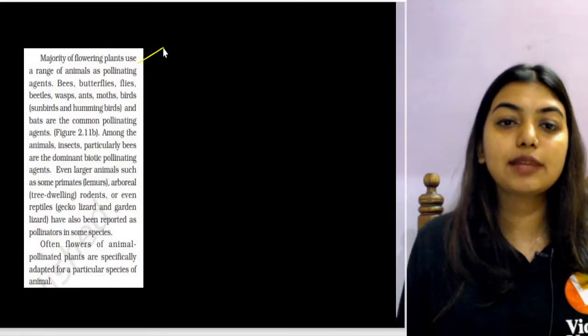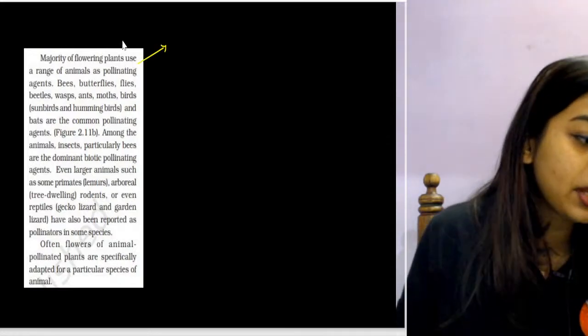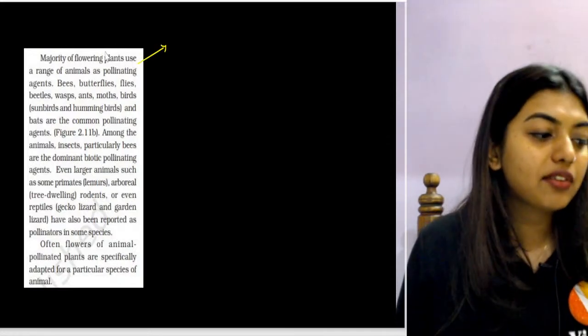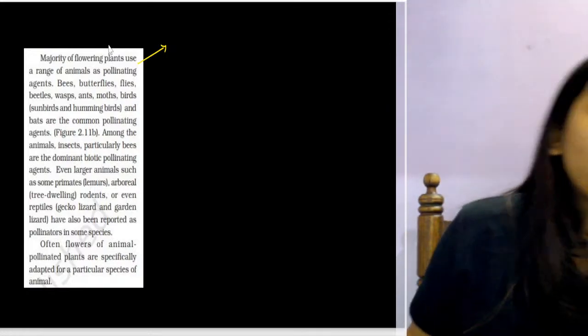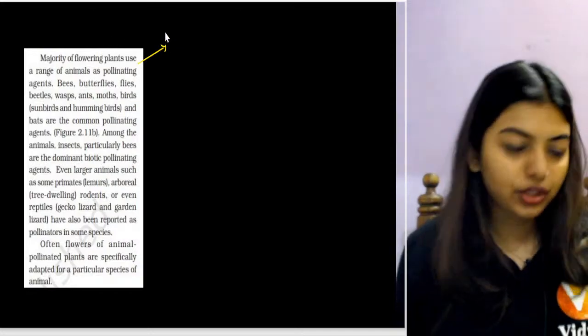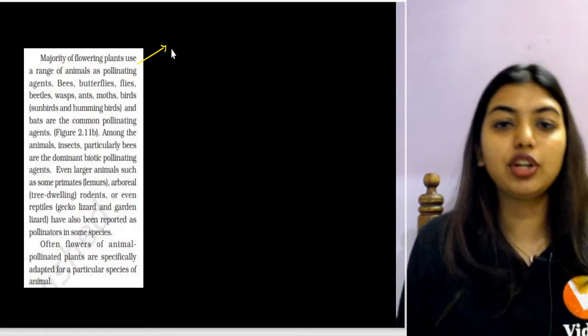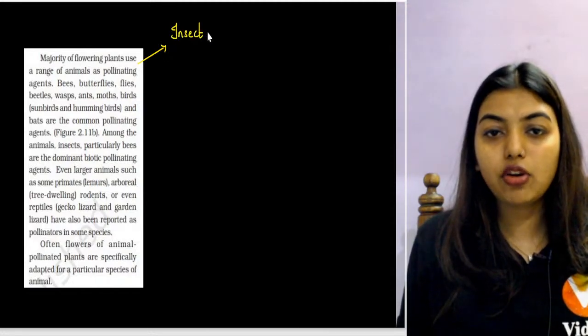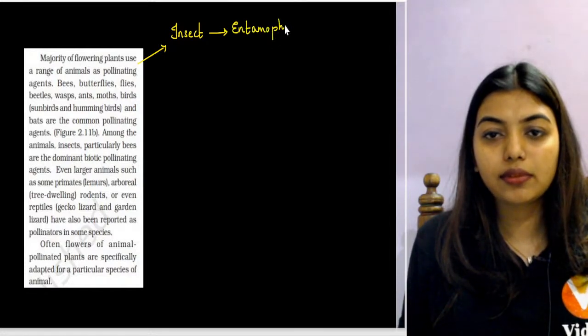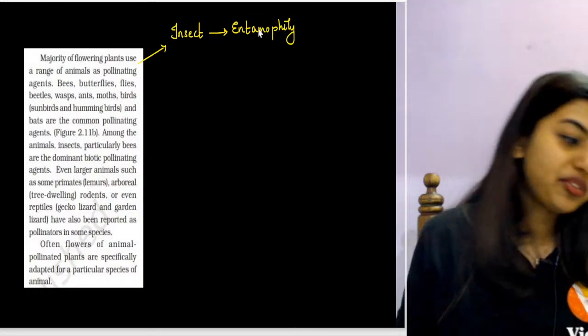Okay, insect pollinated flowers. Yes or no, all of you believe in that? Insect pollinated flowers should be the ones that look more colorful, right? So if it is pollinated by insect, we call it one more word, entomophily. Okay, entomophily. Got it?